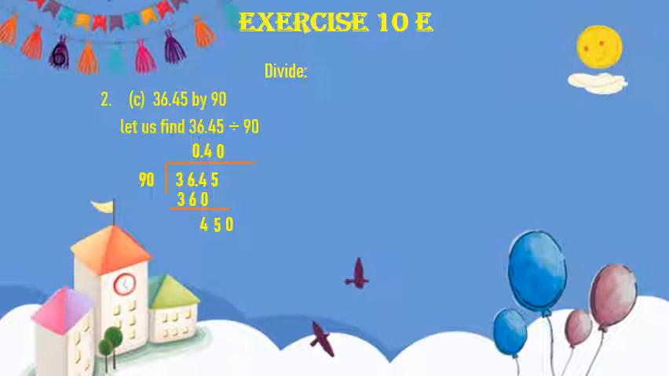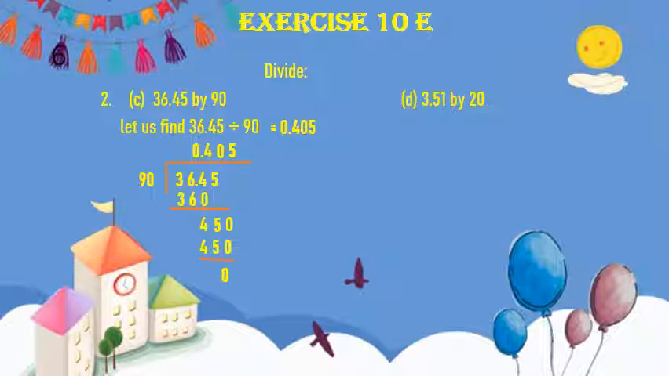But in the quotient, since we have brought down 5 but it was not divided by 90, we have to put 0 in the quotient. So in the quotient, after 4 we will put 0, and now we will divide 450 by 90. So 90 fives are 450, so we will write 5 in the quotient, and then we will subtract 450 from 450, which is 0. So our remainder is 0, and therefore our quotient or our answer is 0.405.